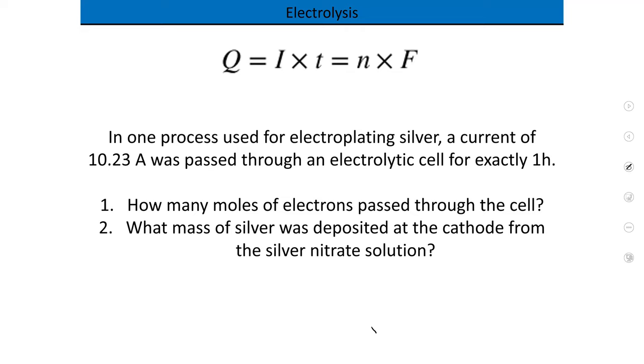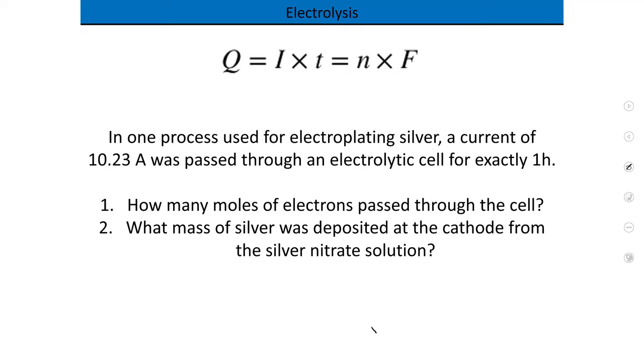If you apply outside energy in the form Q, the total, somebody who's taken physics more recently than me, what's current times time? What unit do you get for that? Coulombs, right. So coulombs is a unit of charge. And basically, it's the number of moles of electrons times Faraday's constant. Faraday's constant is the charge in coulombs of 1 mole of electrons.